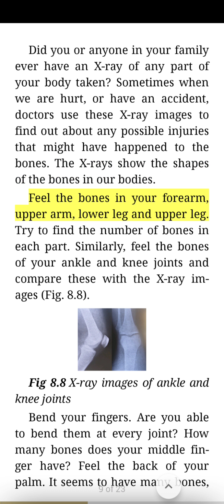Feel the bones in your forearm, upper arm, lower leg and upper leg. Try to find the number of bones in each part. Similarly, feel the bones of your ankle and knee joints and compare these with the X-ray images. Fig. 8.8. X-ray images of ankle and knee joints. Bend your fingers. Are you able to bend them at every joint? How many bones does your middle finger have? Feel the back of your palm. It seems to have many bones, isn't it?